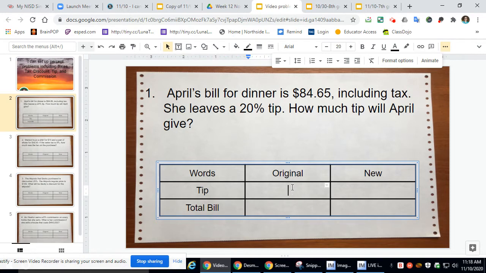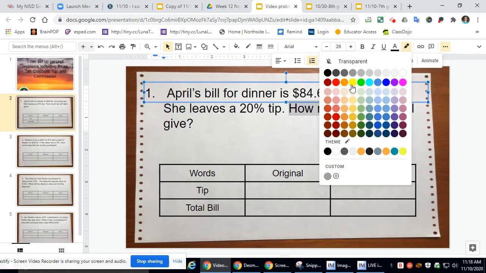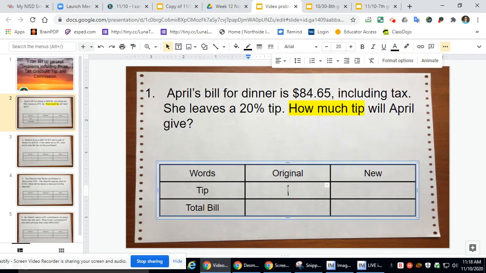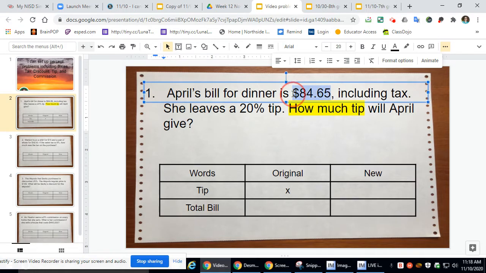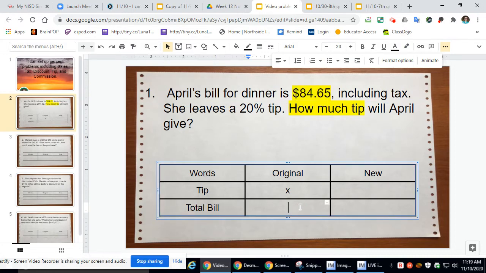So then let's take a look at what we know. Do we know how much tip? No, the question says how much tip. So I'm going to use my highlighter and write an X because I don't know how much tip that is. But I do know the total bill is $84.65. So I put that in the total bill.